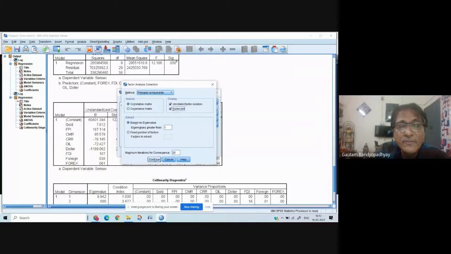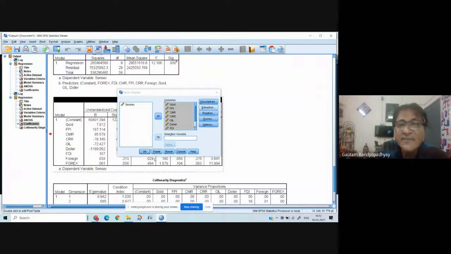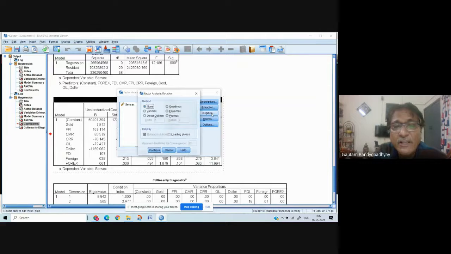And continue. So extraction is complete. That means the PCA part is complete. The next part is rotation. Already I told you there are two types of rotation. One is the orthogonal rotation, that is, who are the members of the within group. There are two groups, within group and between group. Within group means who are the members of the within group, so that can be solved by the orthogonal rotation.